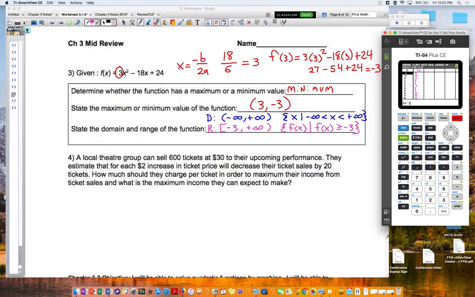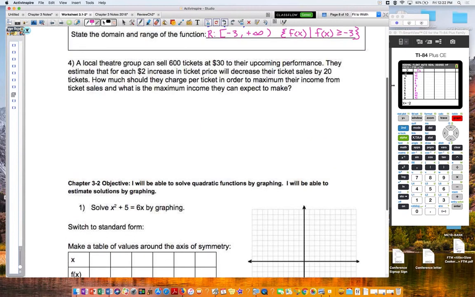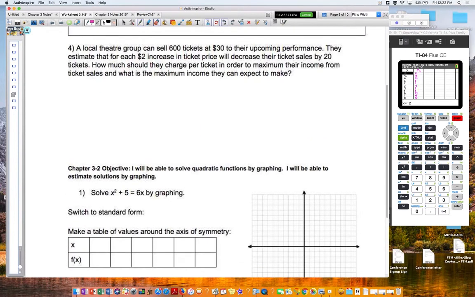All right, let's take a look at, oops, I jumped a little bit too far there, but let's take a look at number 4. Okay, so number 4 is the word problems. We've had a few of these already, but it's just another great one to see. So it says the local theater group can sell 600 tickets at $30 to their upcoming performance. They estimate that for each $2 increase in ticket price, that will decrease the ticket sales by 20 tickets.